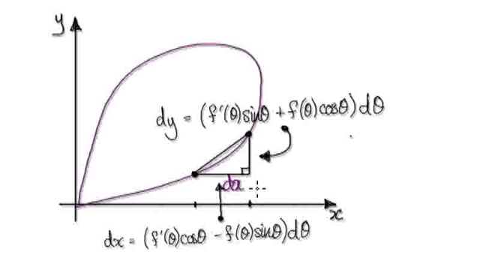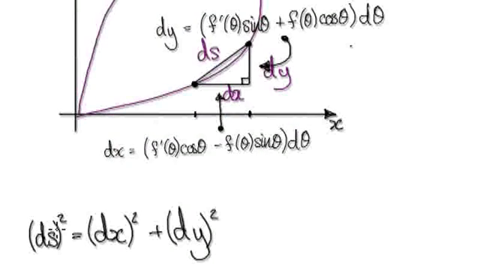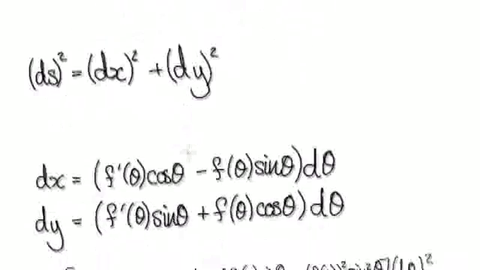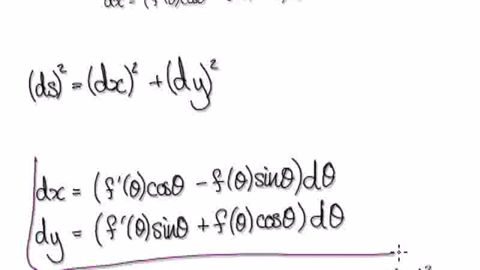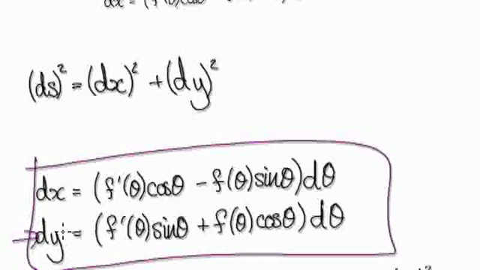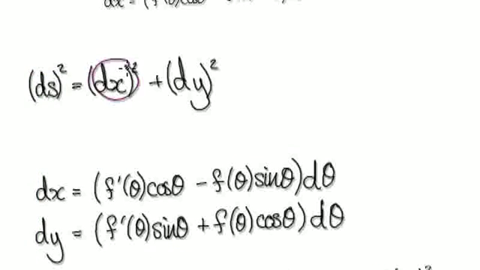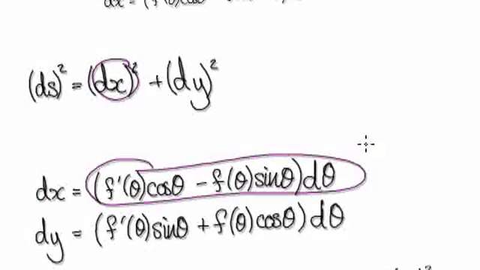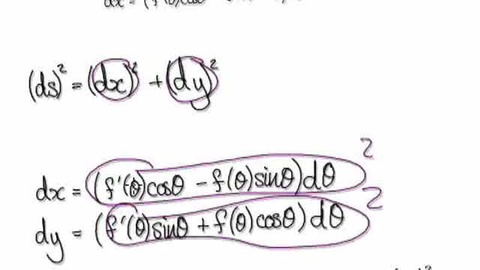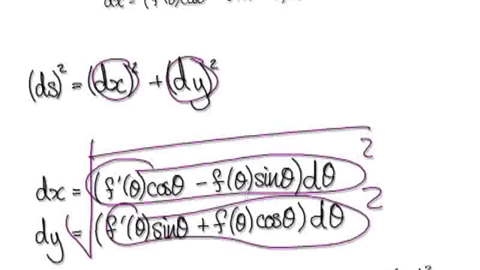Now that we know dx and dy, we can work out ds by using Pythagoras. By using Pythagoras, ds squared equals dx squared plus dy squared. In the previous video, we worked out dx and we worked out dy. So if you want to know ds, you have to square the dx, square the dy, and then take the square root of the sum of the two.